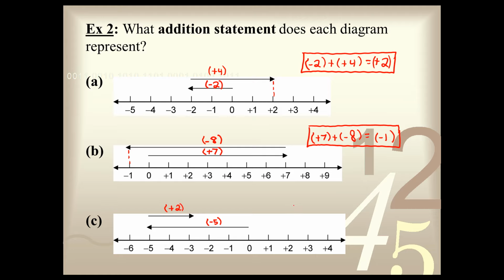And then when I write the addition statement, it'd be negative 5 plus positive 2 will be equal to, look at where it ends up. Well, it should be ending up at this tick line right here, and that should be negative 3.